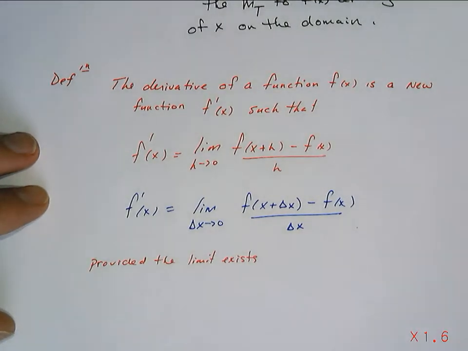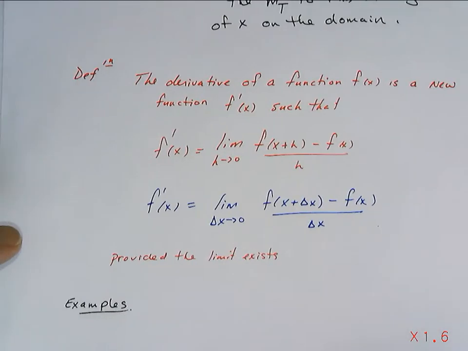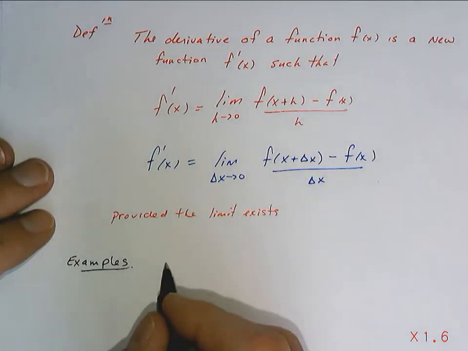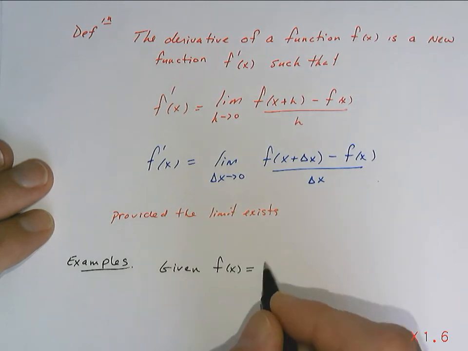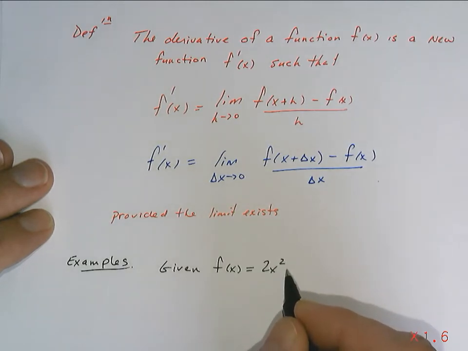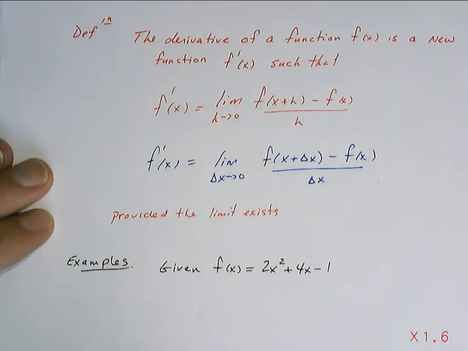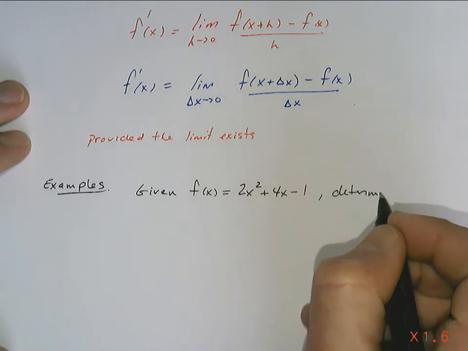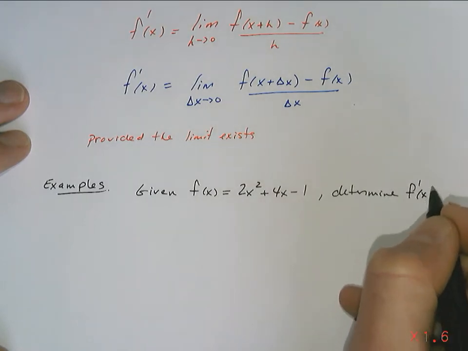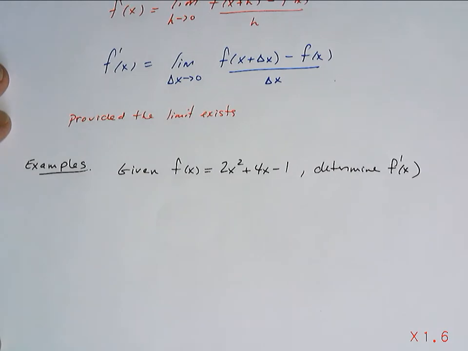So I'm going to go back to the examples that we've done earlier today, and I'm going to find the derivative function of the original function. So given f of x equals 2x squared plus 4x minus 1, determine f prime of x. So it's a new function that we're finding.